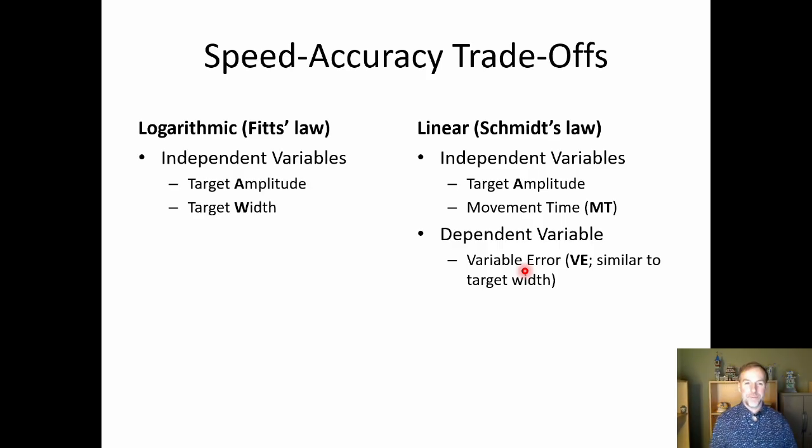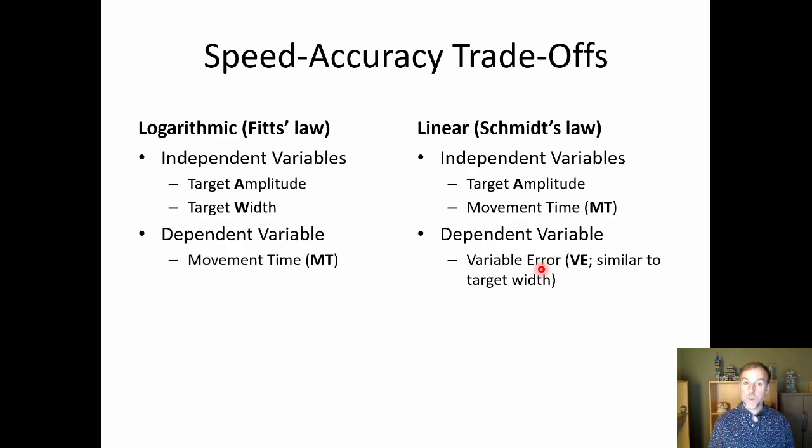Let's go to Fitts' law. In Fitts' law, the independent variables are amplitude and target width. Note that in both of these tasks, target amplitude is an independent variable. So it's exactly the same. But here, target width is an independent variable. And in Schmidt's law, the closest thing to target width is variable error, and that's a dependent variable. So we kind of have two changes. Target width and variable error are not identical, and in Fitts' law it's an independent variable, and in Schmidt's law it's a dependent variable.